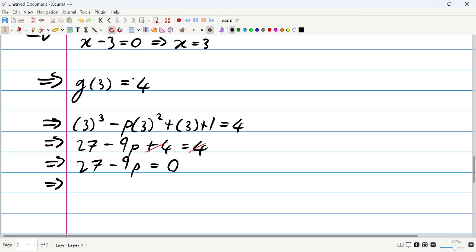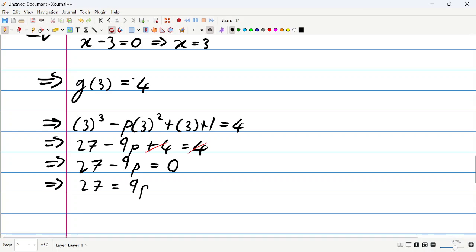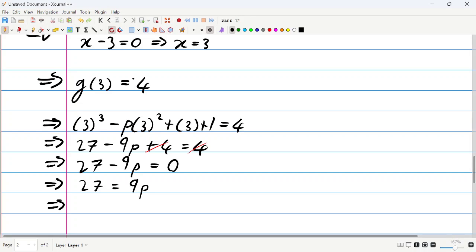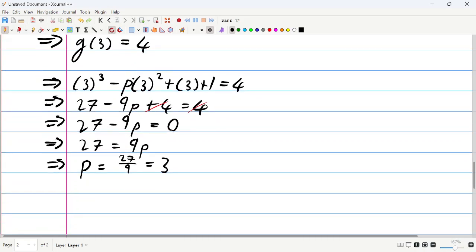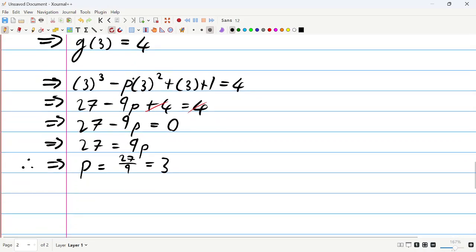We can say here that if we take the 9p over, it's 27 equals 9p. And we divide both sides by 9. Therefore, p is just equal to 27 over 9, which is just equal to 3. So therefore, p is just equal to 3.